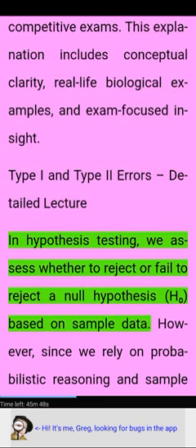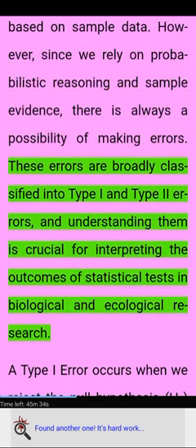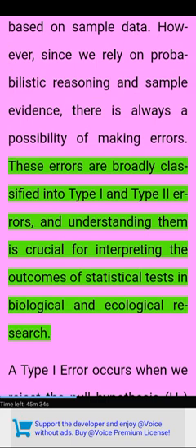In hypothesis testing, we assess whether to reject or fail to reject a null hypothesis H₀ based on sample data. However, since we rely on probabilistic reasoning and sample evidence, there's always a possibility of making errors. These errors are broadly classified into type 1 and type 2 errors, and understanding them is crucial for interpreting the outcomes of statistical tests in biological and ecological research.